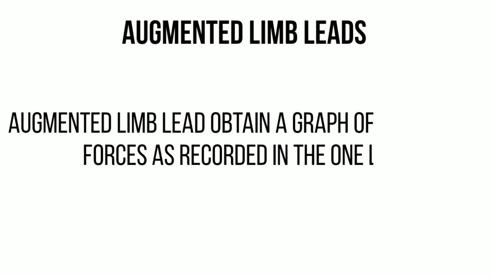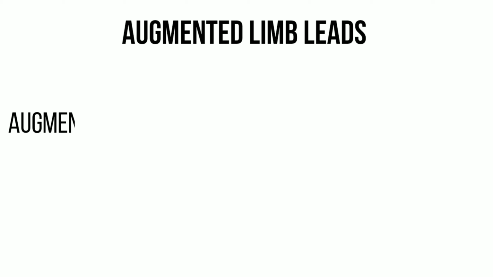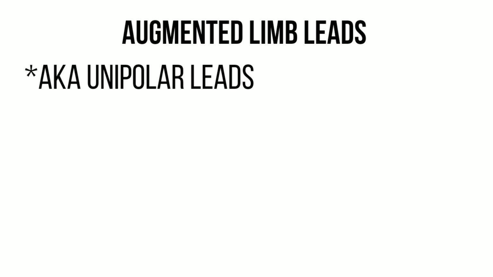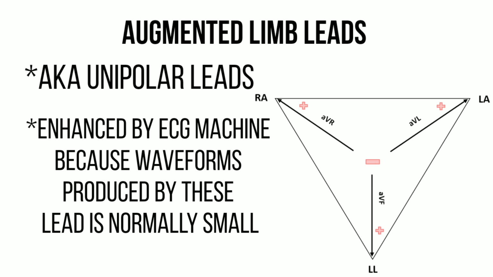Now, augmented limb leads obtain a graph of electrical forces as recorded from one limb at a time. Therefore, the augmented limb leads are also called unipolar leads. In this lead, one limb carries a positive electrode while a central terminal represents the negative pole, which is actually at zero potential. Or simply, it uses one positive electrode and the reference point is calculated by the ECG machine.